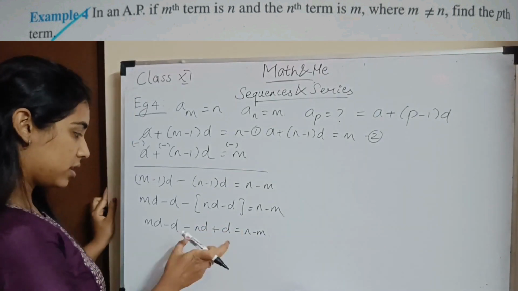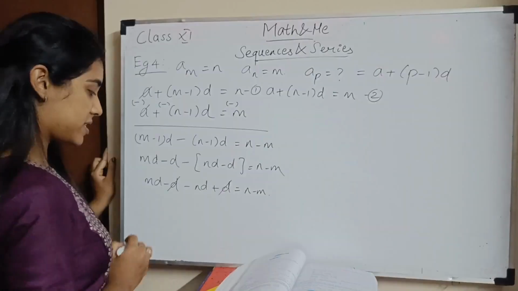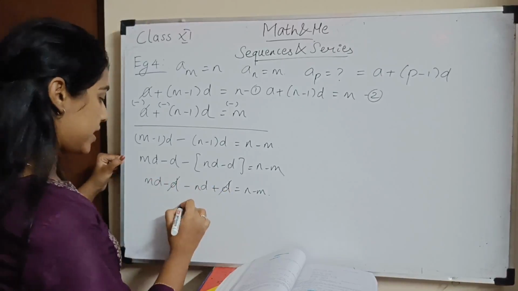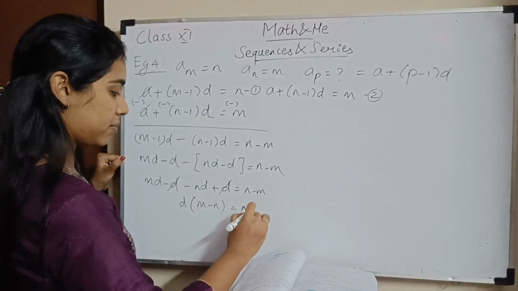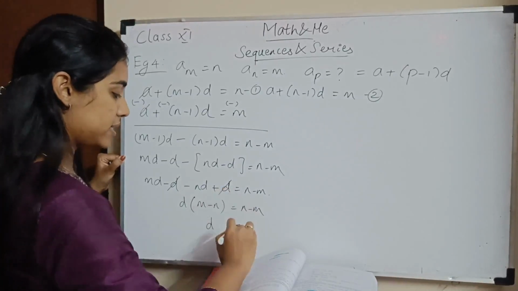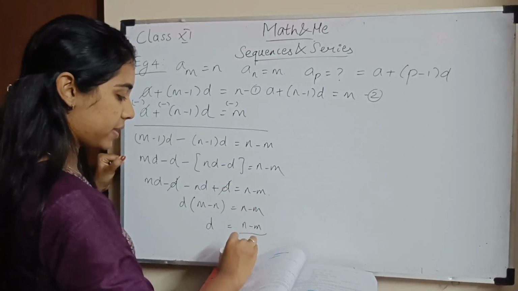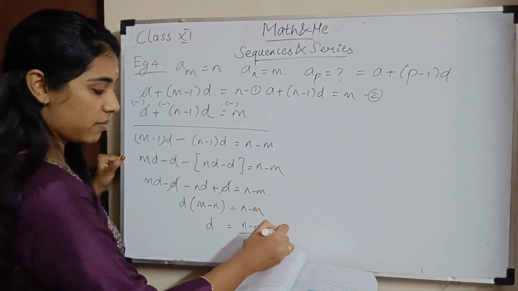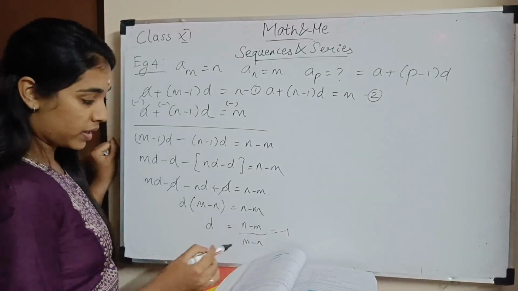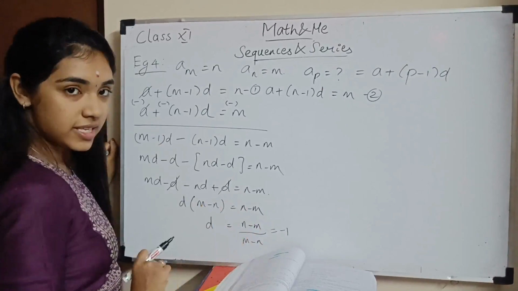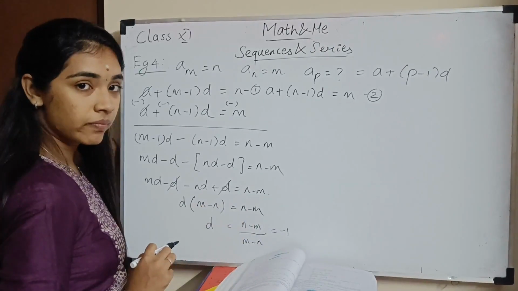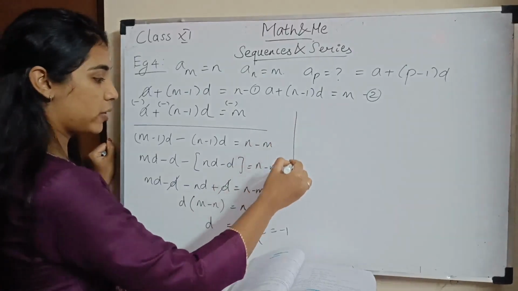So what do you see? Minus d and plus d get cancelled. I take the d outside. So I have d of (m minus n) equals n minus m. So d equals (n minus m) divided by (m minus n), which is minus 1. Do you see that? It is n minus m on top and m minus n below, but when you reverse it, it becomes minus 1. So now I know what my d is.